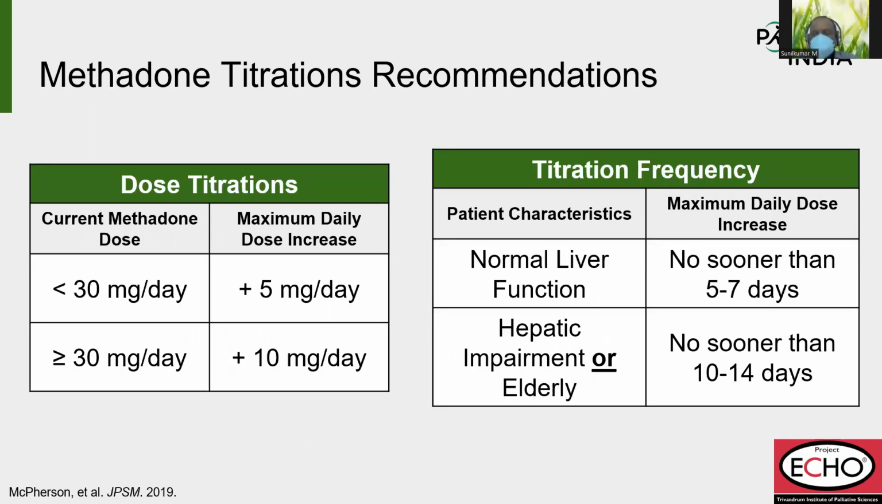And if you want to increase the dose of methadone, you have to wait for at least 5 to 7 days in patients who have normal liver function. You can increase by 5 milligram if the total dose of methadone is less than 30 milligrams per day. So if the patient is taking less than 30 milligram of methadone per day, you can increase 5 milligram and wait for another 5 to 7 days before you increase the dose again. If the patient is taking more than 30 milligram per day, increase by 10 milligram and wait for another 5 to 7 days.